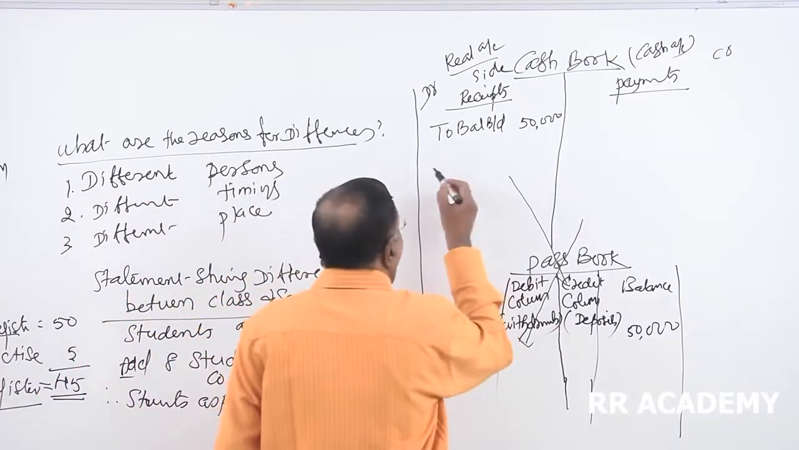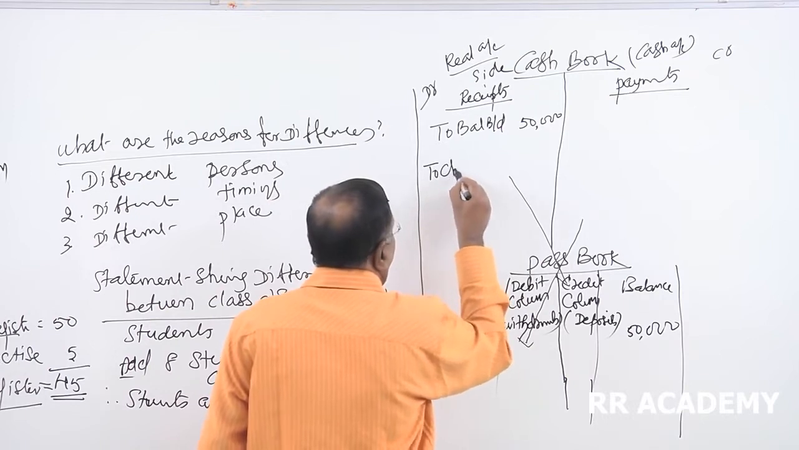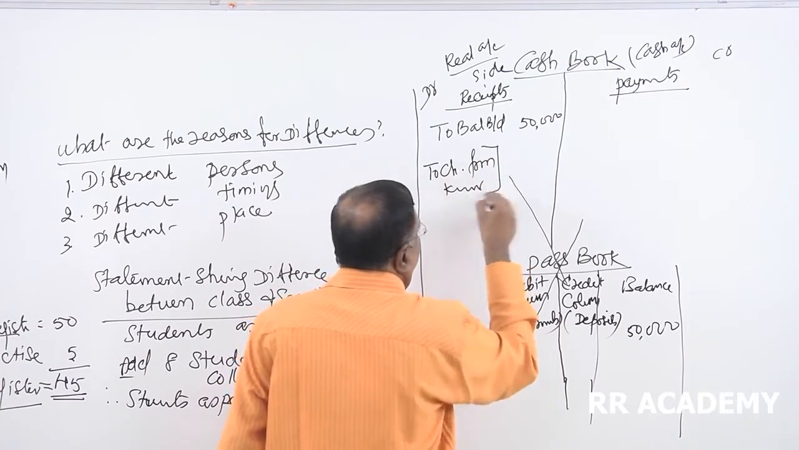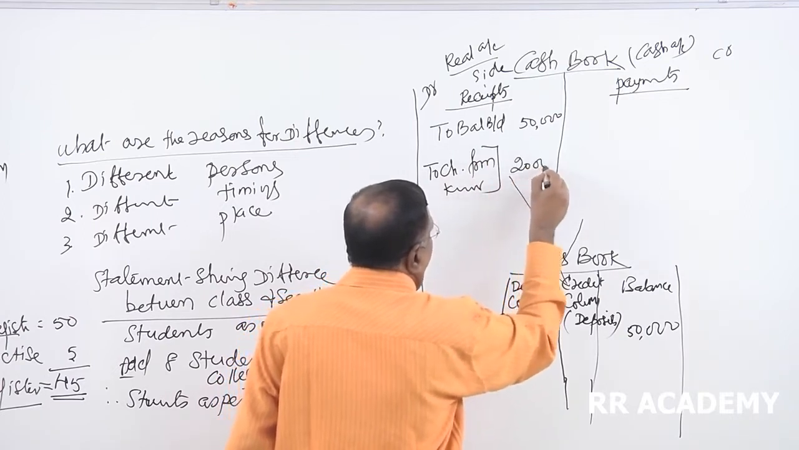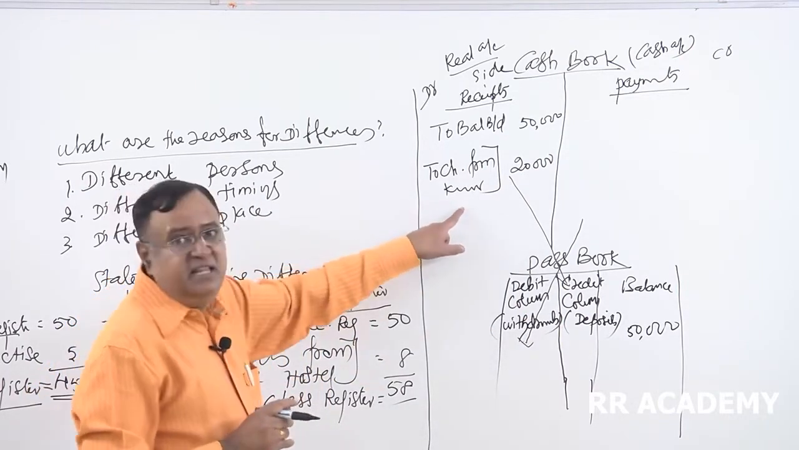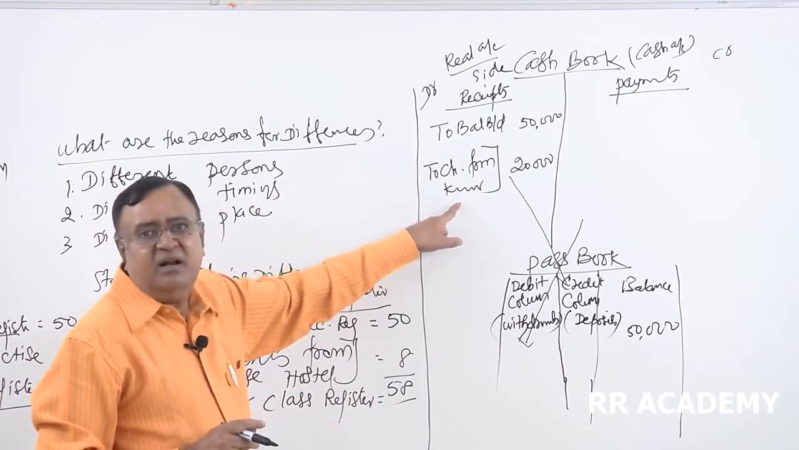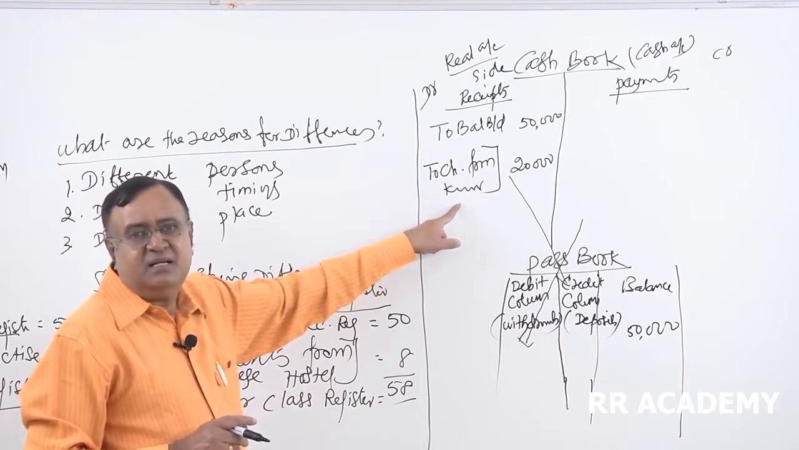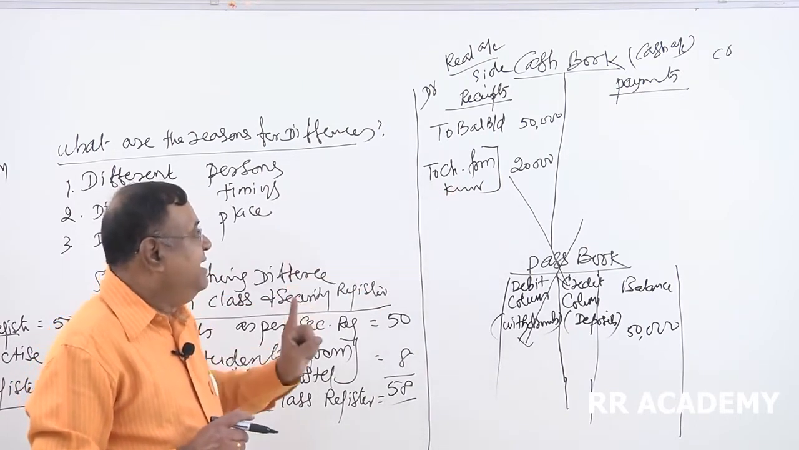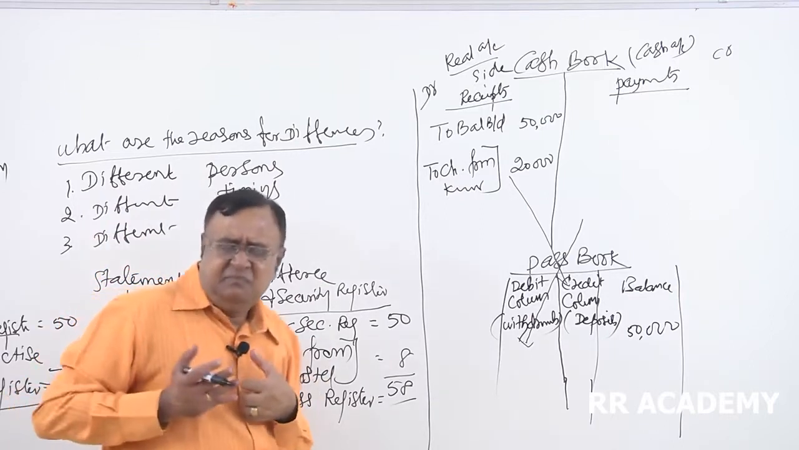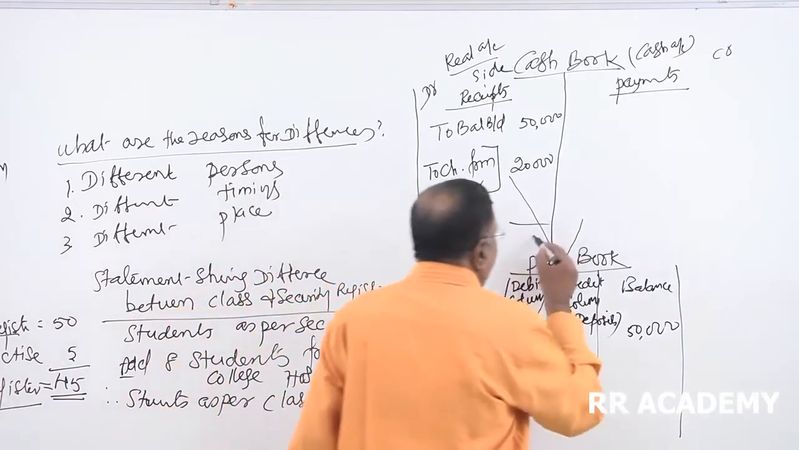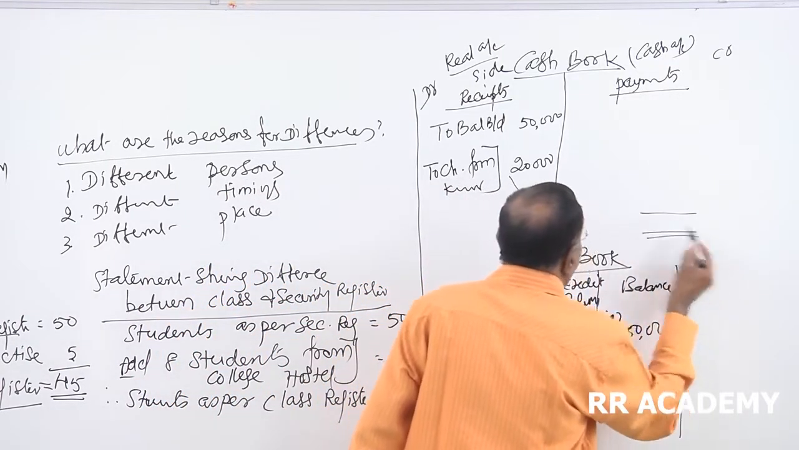Now, a check is deposited, a check from Kumar, 20,000. When a check is received from Kumar, it will be entered in the cash book first. Kumar is our customer. We are entering it on the receipt side, because the check comes from Kumar, 20,000. Okay. Now, month end comes.